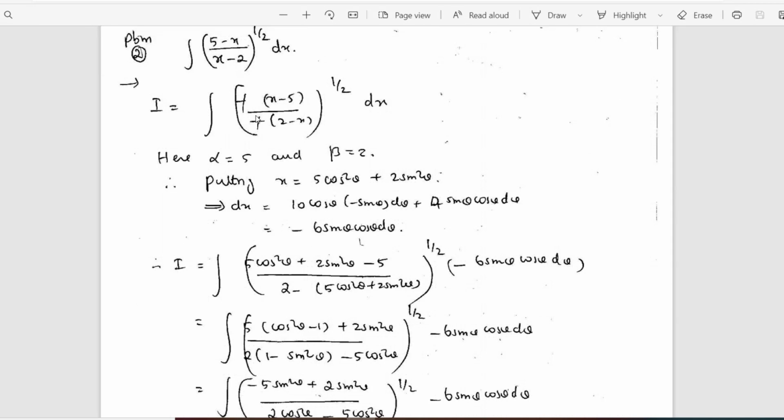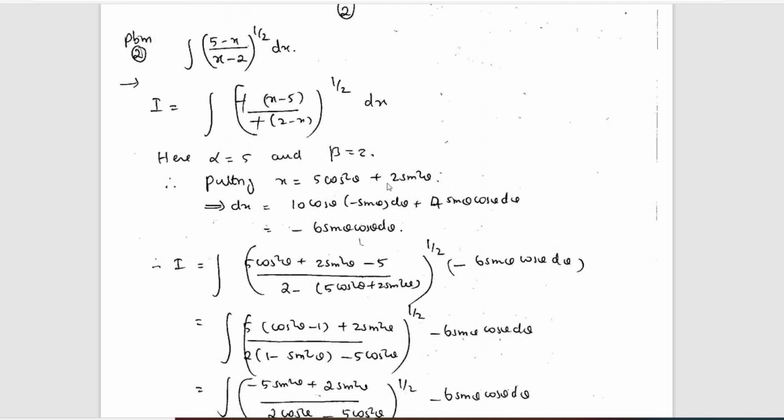Here I have actually taken the minus sign outside. You need not take the minus sign outside. Directly you can solve the problem by keeping the integrand as it is, (5 minus x) by (x minus 2). If you compare the given integrand with the general form, then the alpha value is 5 and the beta value is 2. Therefore, the substitution is x equal to alpha cos square theta plus beta sin square theta, so 5 cos square theta plus 2 sin square theta.